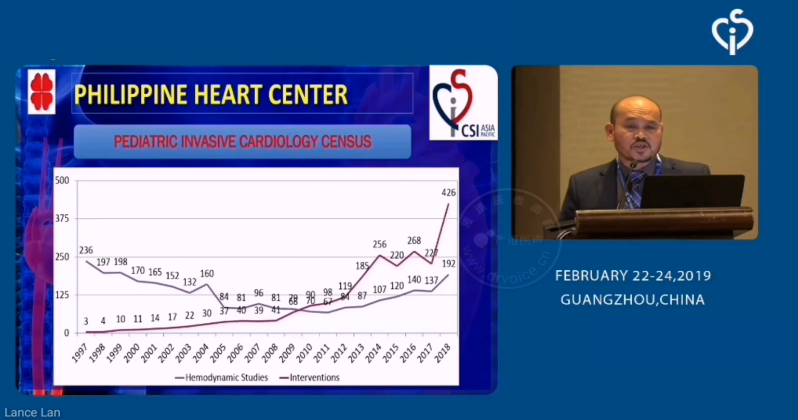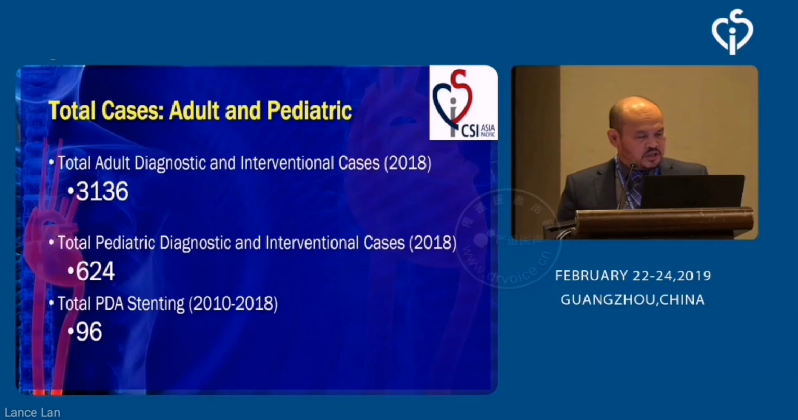So this is our census for the past 20 years. If you take note, there's a downward trend of diagnostics and a steady uptick of our interventions, especially last year, where we have 426 interventions and 192 diagnostic procedures. On a year-on-year basis, this is our total output, almost 4,000, of course 3,000 adult procedures. And last year alone, we have 624 pediatric interventions.